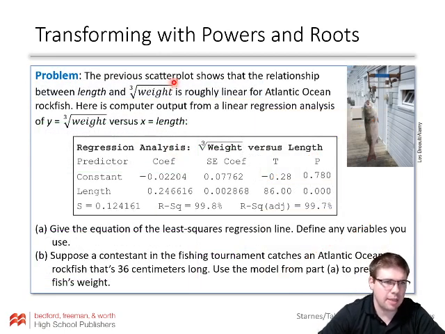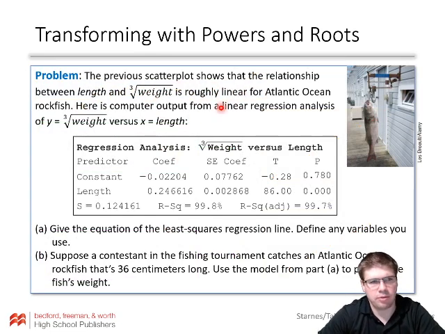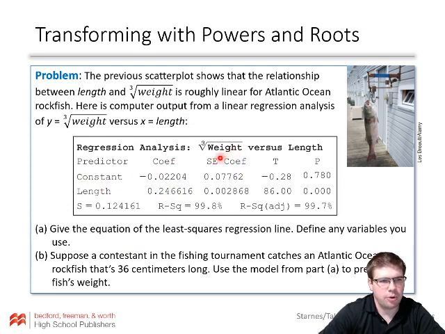So the previous example shows the relationship between length and the cube root of weight is roughly linear for Atlantic rockfish. Here is computer output from the linear regression analysis of y equals cube root of weight versus x length, and we get these coefficients. Now, of course, it's important to remember that we're predicting cube root of weight. So give the equation of the least squares regression line, define any variables that you use. So it would be this y-intercept plus that slope times x equals the cube root of weight.